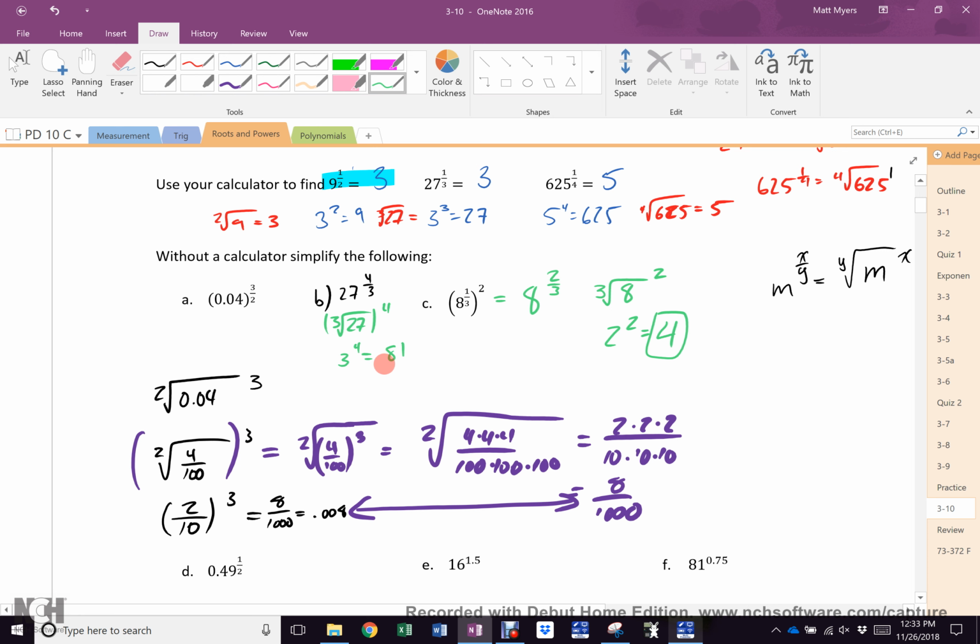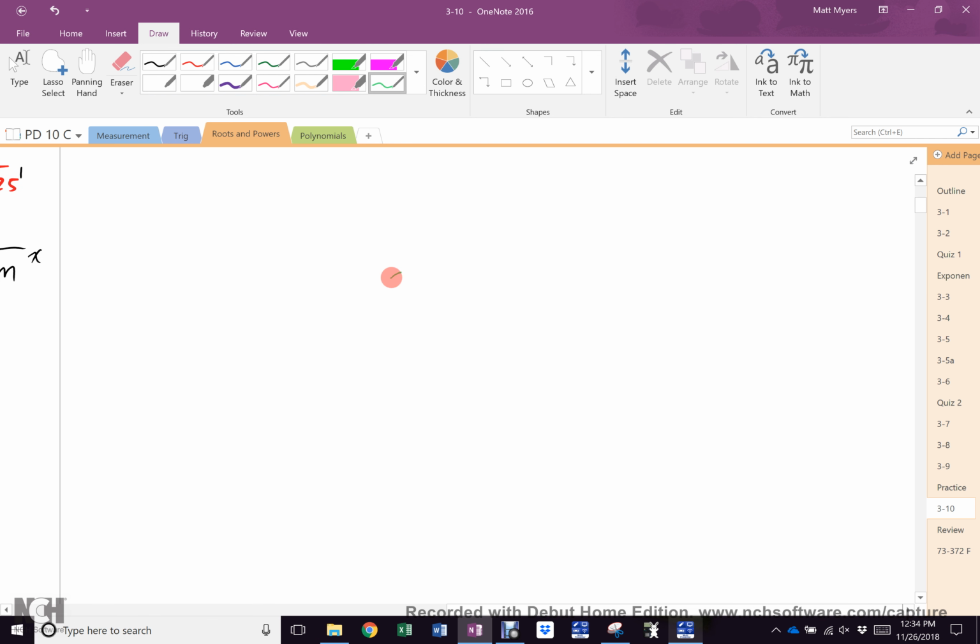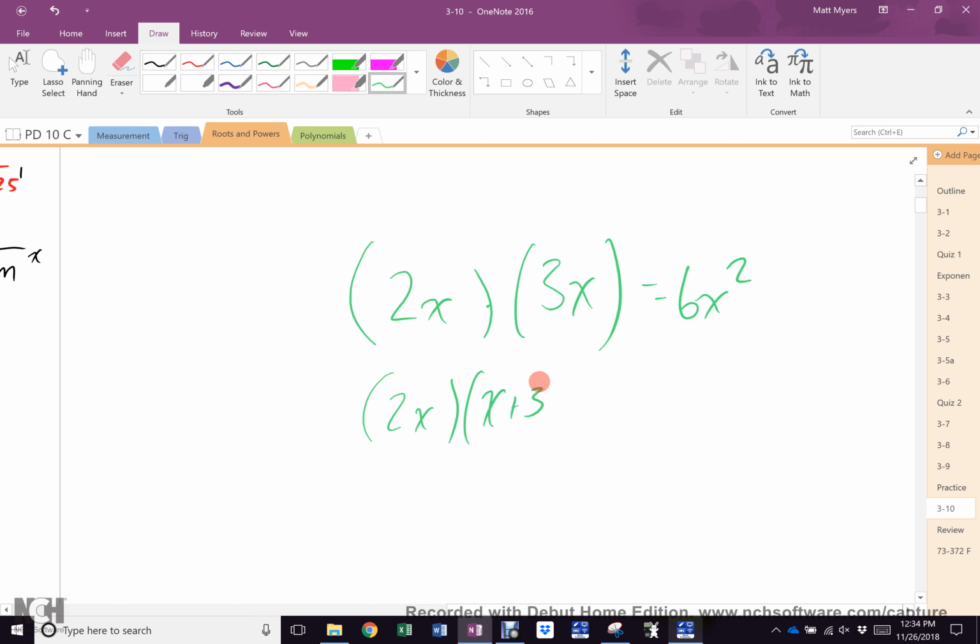Preston. Foil what, Preston? Where do you see 2 binomials? 2x times 3x. There's no foiling. It's 6x squared. No, because a monomial times a binomial is still not FOIL.